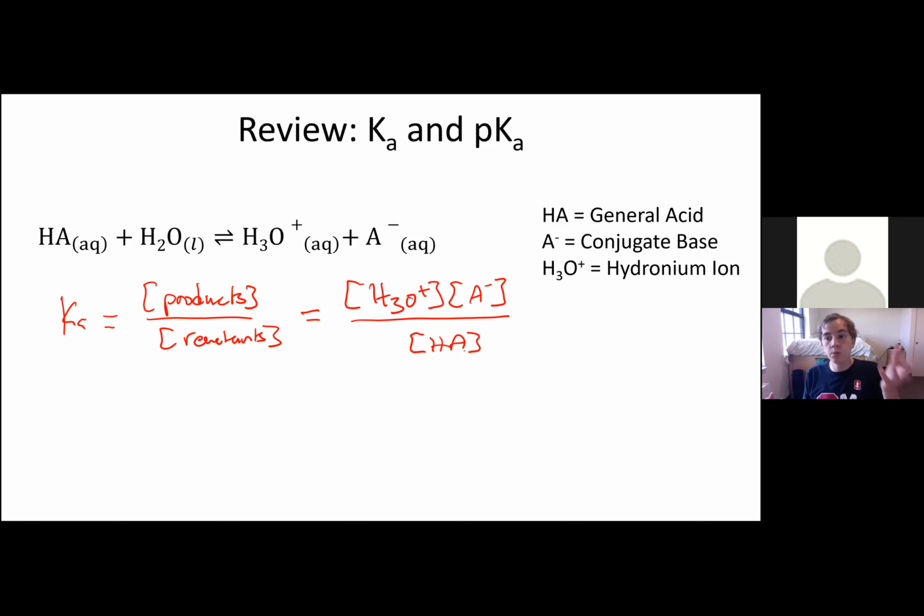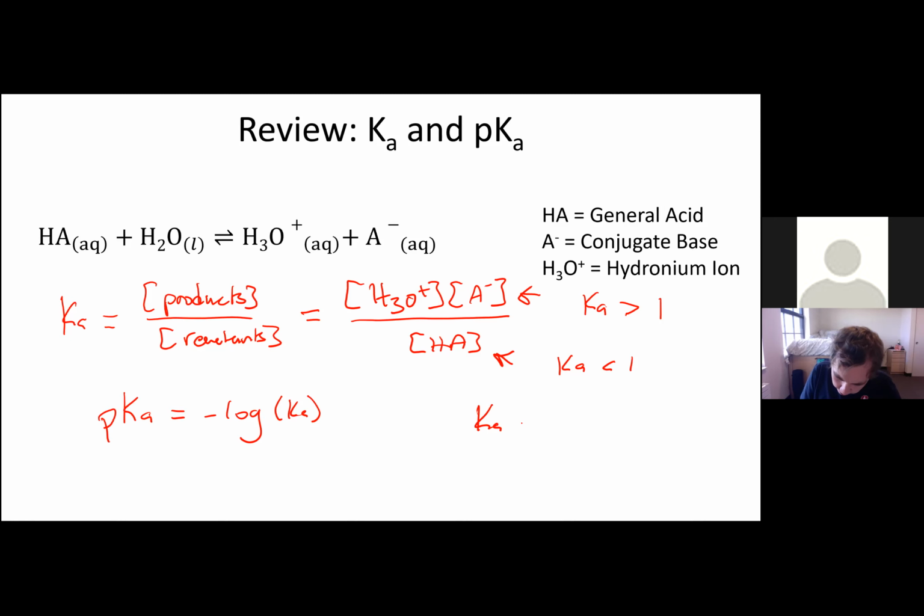And as you'll remember, we don't include water in this equation because it is our solvent and its concentration doesn't change over time. So when we think about Ka as an equilibrium constant, it defines equilibrium. If we have far greater products, then we expect to see a Ka that is greater than 1. And if we have more reactants, we expect to see a Ka that is less than 1. The other definition that we need to talk about is pKa, which is a convenient way to represent the Ka, and it's given as the negative log of Ka. So when the Ka is greater than 1, we'll have a pKa that is less than 0. And where the Ka is less than 1, we expect to see a pKa greater than 0.